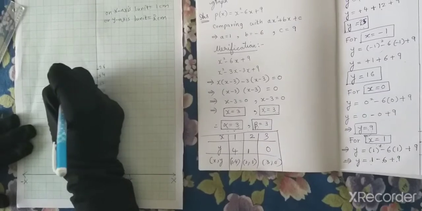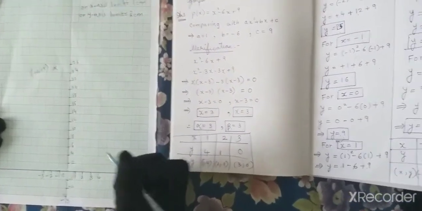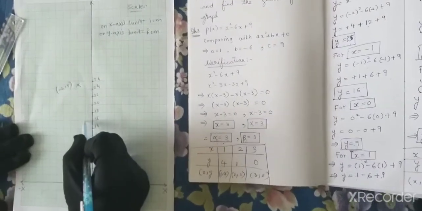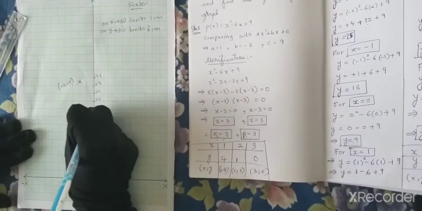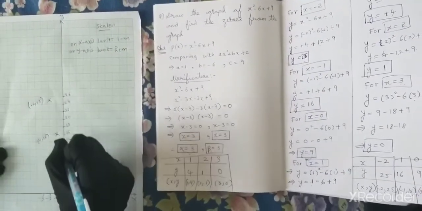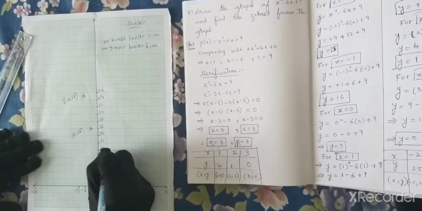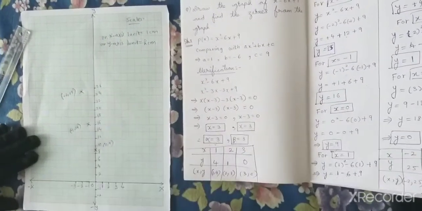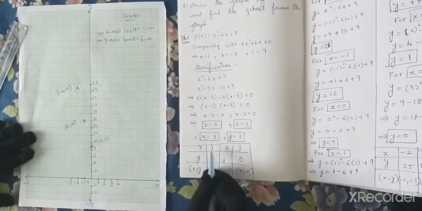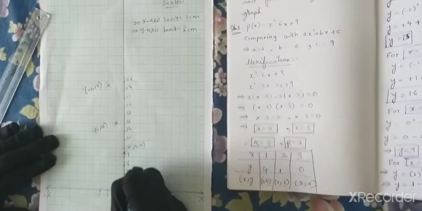When x is -2, y is 25. What is my second point? -1, 16. That is when x is -1, y is 16. Here, -1, 16. Third point, when x is 0, y is 9. When x is 0 means the point lies on the y-axis. So 9 is present between 8 and 10 here. So 0, 9. What is my fourth point? When x is 1, y is 4. So 1, 4. When x is 1, y is 4. Here is my point. 1, 4.